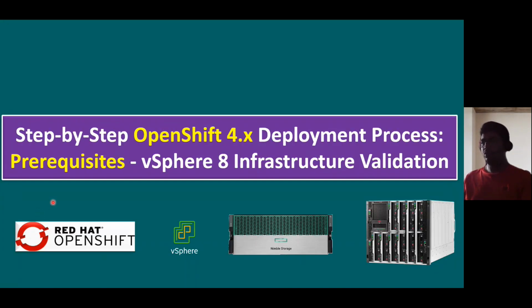In this session, I'm going to talk about the step-by-step OpenShift 4.x deployment process and the prerequisites: vSphere 8 infrastructure validation. This quick bite is part of a continuous series of videos with the pre-implementation steps, implementation procedure, and post-implementation steps. So instead of doing it all in one video, I'm recording in short bites. In this short bite, I'll just focus on the vSphere 8 infrastructure validation. And overall, I will cover the complete step-by-step OpenShift 4.x deployment process.